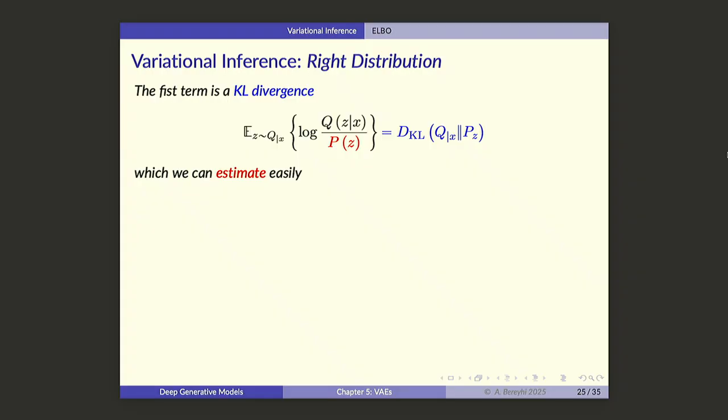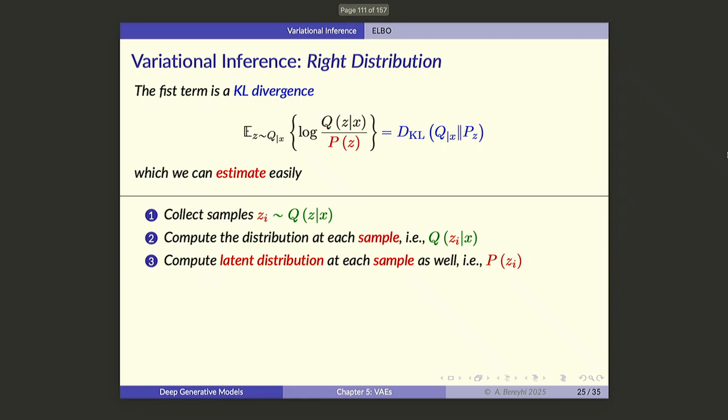I mean, if I want to estimate this expectation, I need samples from Q. I have Q, I can sample it, right? I also need to know what is the value of P(Z) at those particular samples. I have P(Z), I can compute it, right? So I can estimate this. This is quite easy to estimate, right?